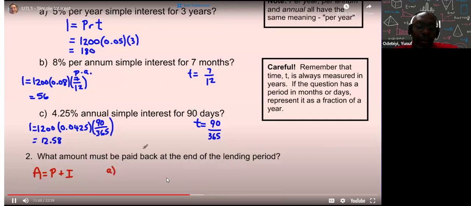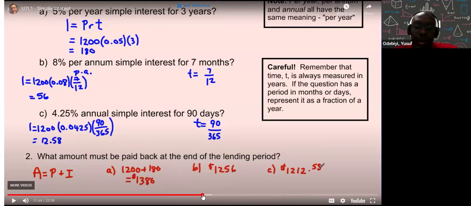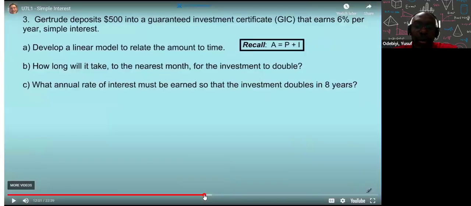For part A, it was $1,200 was our principal. We'll fast forward that. That's pretty easy, pretty straightforward. Let's get into something that's more complicated.